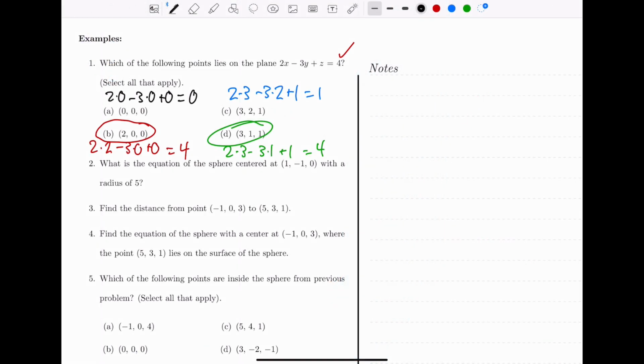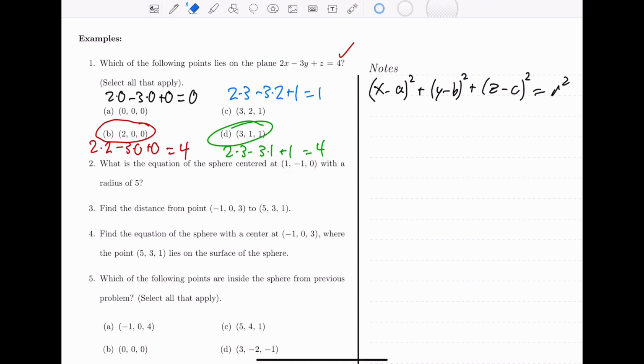Moving on to example 2, we want to find the equation of the sphere centered at 1, negative 1, 0 with a radius of 5. So the general formula for a sphere is x minus the x value of the center squared plus y minus the y value of the center squared plus z minus the z value squared equals the radius squared. A, B, and C are the components or the coordinates of the center of the sphere. So our A, B, and C are 1, negative 1, 0.